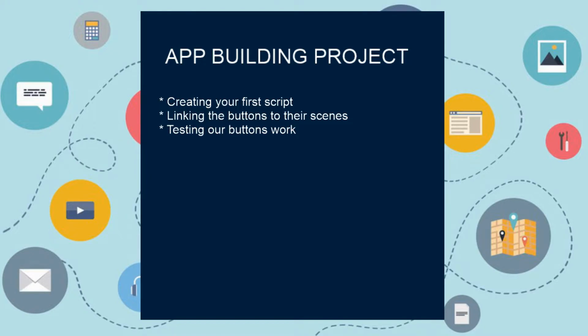So in this lesson then, we're going to look at creating our first GDScript, which is the built-in language for GoDot, which is very, very similar to Python. We're going to look at using that script to link the buttons on our master page to their respective scenes, and then we're going to test the buttons, and that'll be it. So keeping it very, very simple.